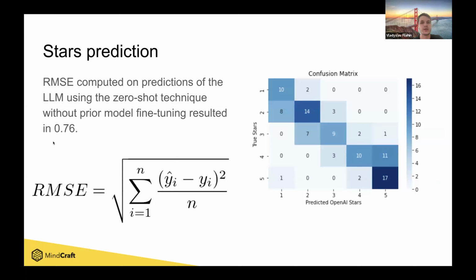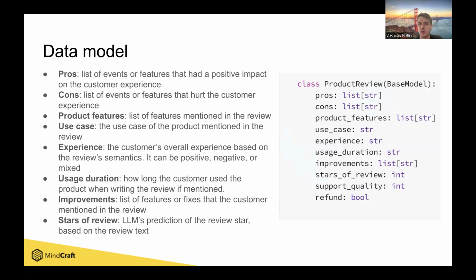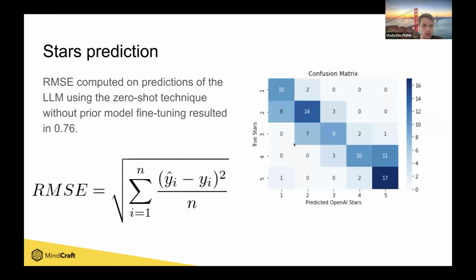Now let's start with the regression. Here we have the stars of the review of the product, and we have several supporting features. Let's start with the regression task, which is actually score prediction in our use case. We predicted stars based on the previous data structure and utilized RMSE as our main measure. RMSE computed on predictions of the LLM using the zero-shot technique, without prior model fine-tuning, resulted in 0.76.